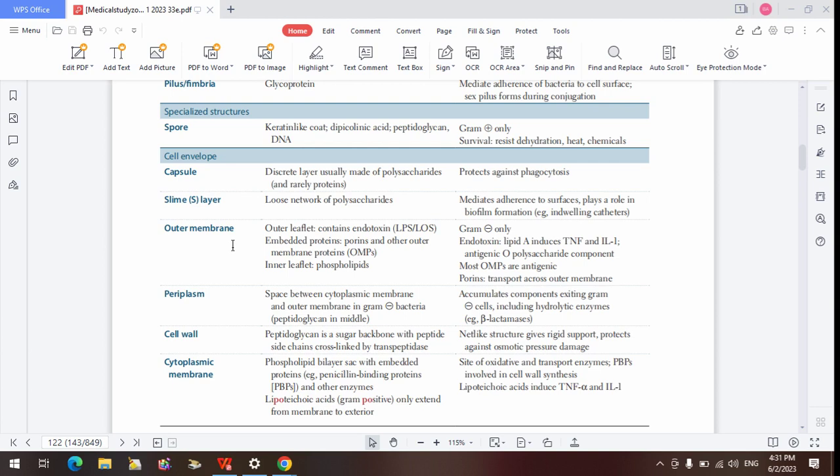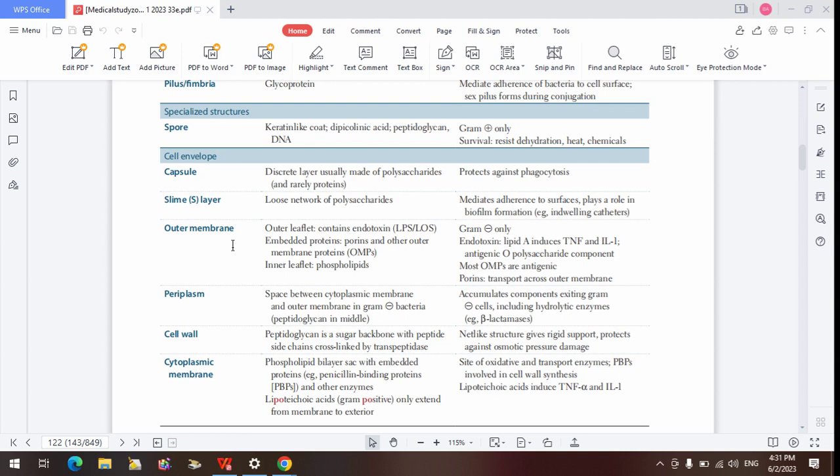So what are the components of the outer membrane? We mentioned it: the outer leaflet, the protein layer that is in the middle, and the inner leaflet. So what are the components of the outer leaflet? It contains endotoxin. Now, you guys must remember this. The outer leaflet of the outer membrane contains endotoxin.